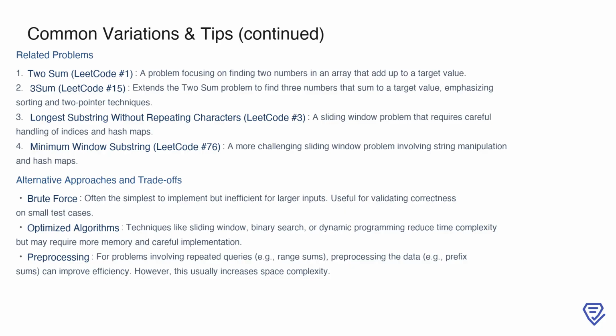Beyond solving these problems, it's important to consider alternative approaches. While brute force methods are simple to implement, they're often inefficient for larger inputs. Optimized algorithms, such as sliding window or dynamic programming, reduce time complexity but may require more memory and careful coding. Pre-processing techniques, like using prefix sums for range queries, can offer significant performance gains for repeated queries, though they often come with increased space complexity. Balancing these trade-offs can help you decide the best approach for a specific scenario.